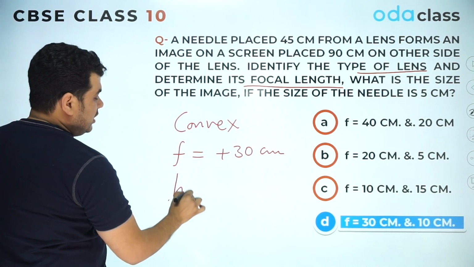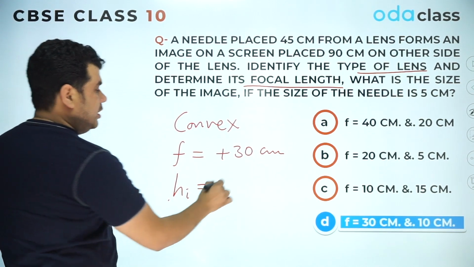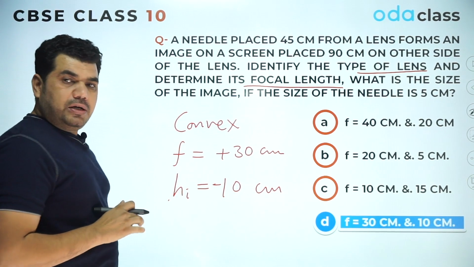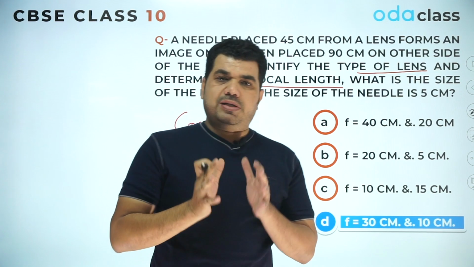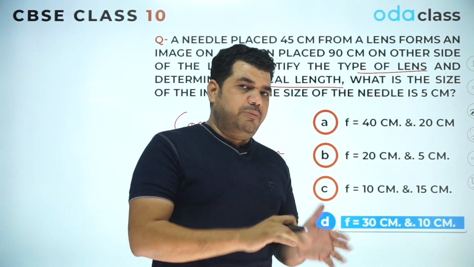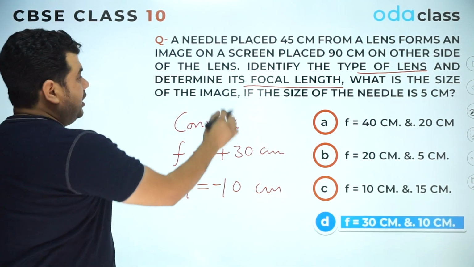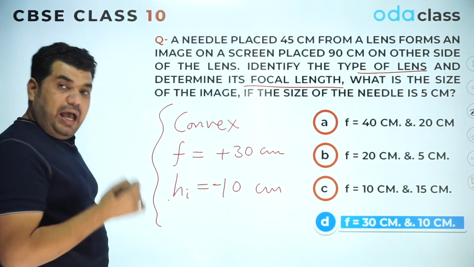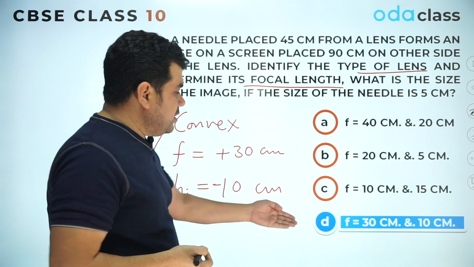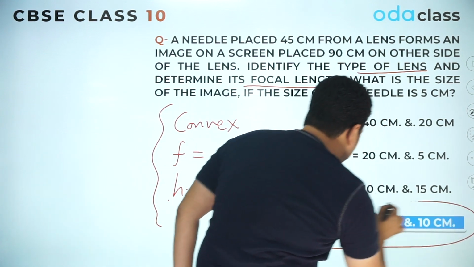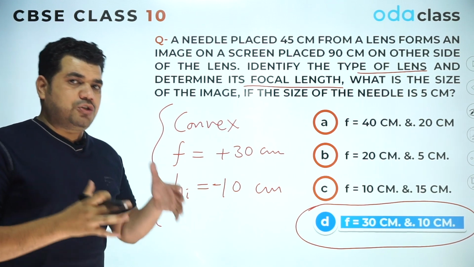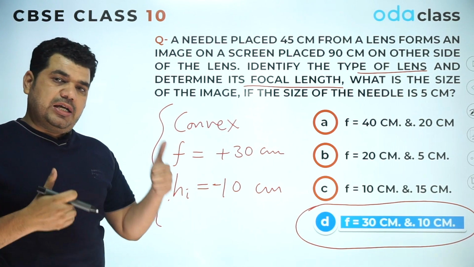So we have the size of the image as 10 centimeter, right? But it is negative, right? The minus sign here just indicates that the final image is inverted. And then if the size of the needle is 5 centimeter, then we have these answers. And if we want to choose from these, then obviously you can clearly see that the answer is D. So guys, this is the complete solution and the use of the lens formula.